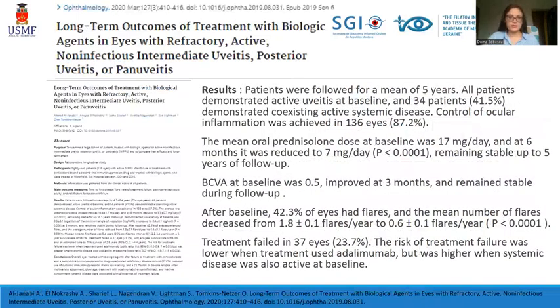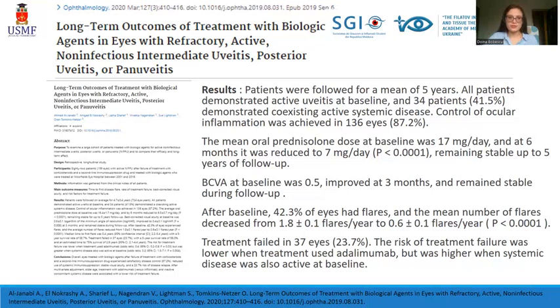Here are long-term outcomes of treatment with biologic agents in eyes with refractory active non-infectious intermediate uveitis, posterior uveitis, and panuveitis. Results show that patients, who were followed for a mean of 5 years, demonstrated active uveitis at baseline, and 34% demonstrated coexisting active systemic disease. Control of ocular inflammation was achieved in 87%. The mean oral prednisolone dose at baseline was 17 mg per day, and at 6 months it was reduced to 7 mg per day, remaining stable up to 5 years of follow-up.